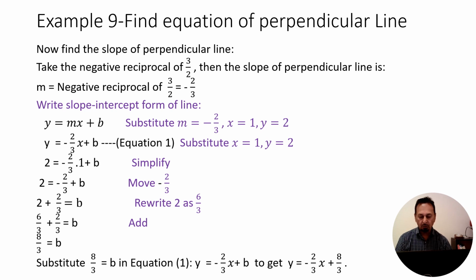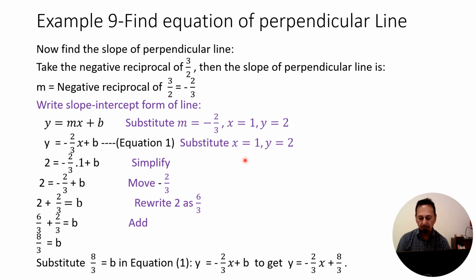Now we find the slope of the perpendicular line. Take the negative reciprocal of 3 over 2. Then the slope of the perpendicular line is m equals the negative reciprocal of 3 over 2, which is negative 2/3. Now we write the slope-intercept form of the line, y equals mx plus b. Substitute m equals negative 2/3. The equation becomes y equals negative 2 over 3 times x plus b. Let's call this equation number 1.